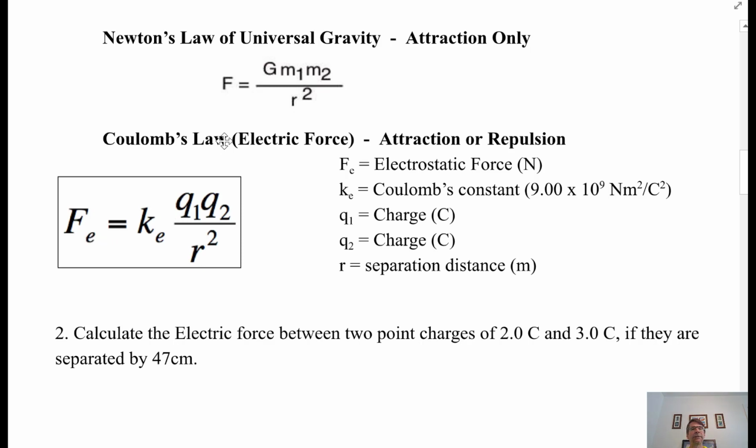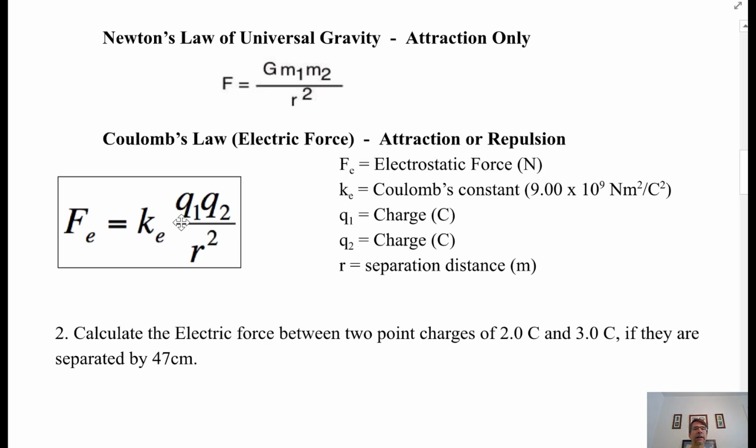So instead of the gravitational constant G, now we have Coulomb's constant k sub e, which will be given to you over here on the right hand side: 9 times 10 to the 9th newton meter squared per coulomb squared. The problems are going to be very similar to the problems we did with universal gravity, except now we have repulsion as well as attraction. So the vector nature gets a little bit more involved, as we'll see in a minute.